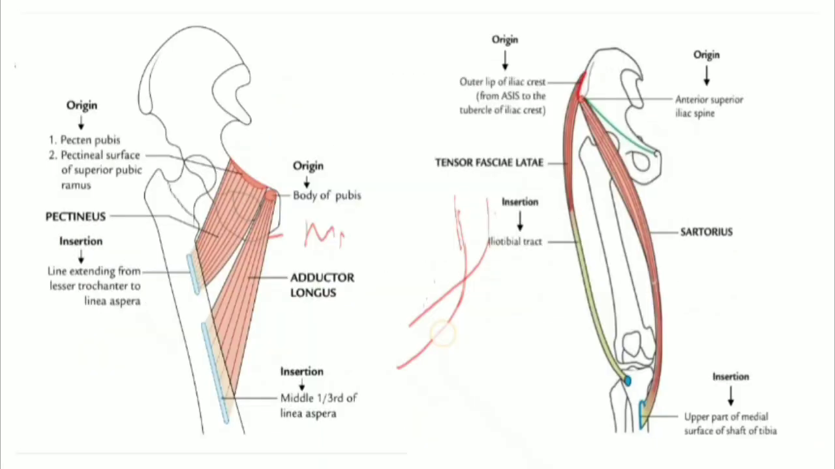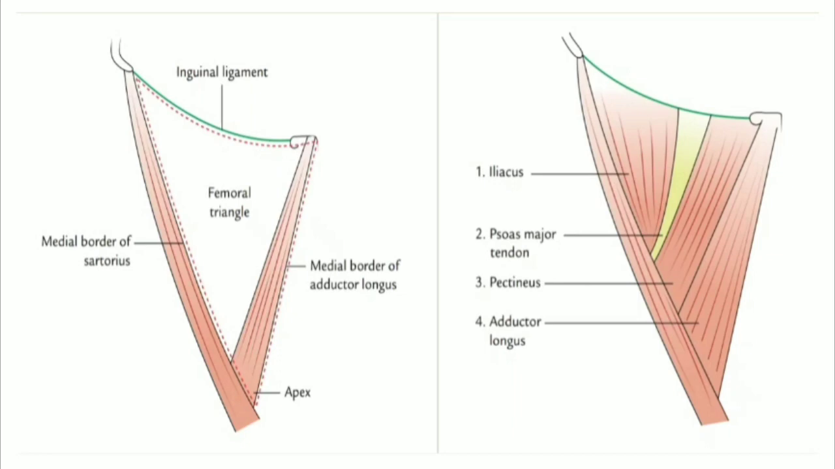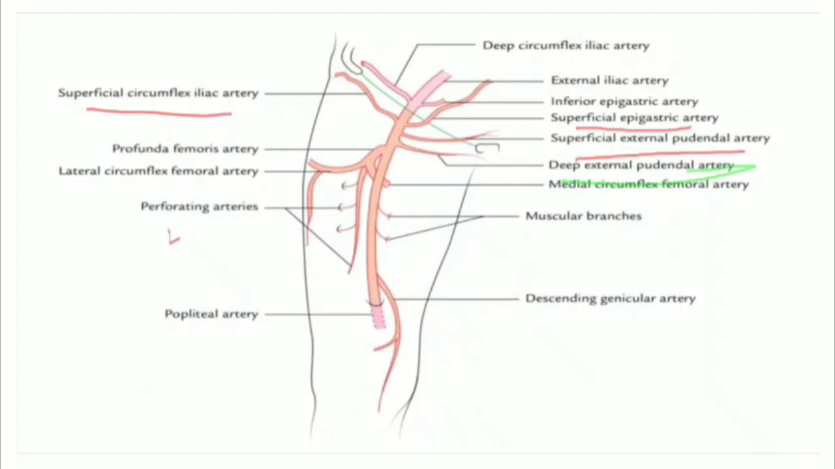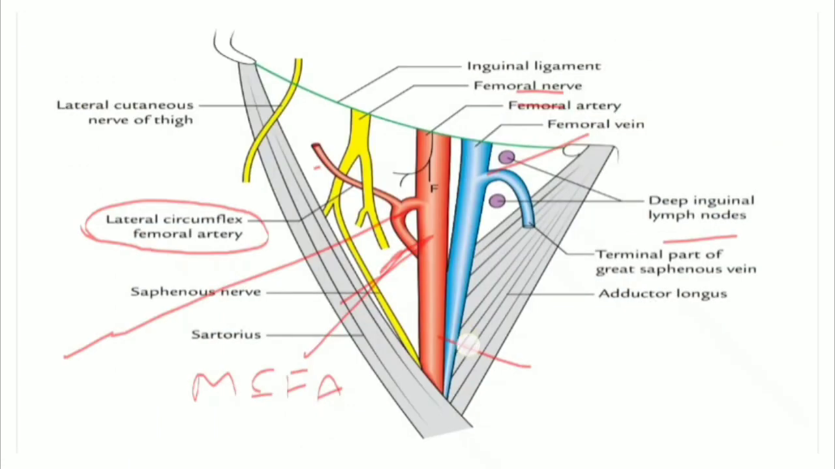Then what happens to the femoral vein? Okay, femoral vein now. The femoral vein is very simple. Same thing: for the femoral artery I described the course related to the femoral vein, and for the femoral vein I will describe the course related to the femoral artery. What happens at the base? The femoral vein is medial to the femoral artery, and at the apex it is posterior to the femoral artery.